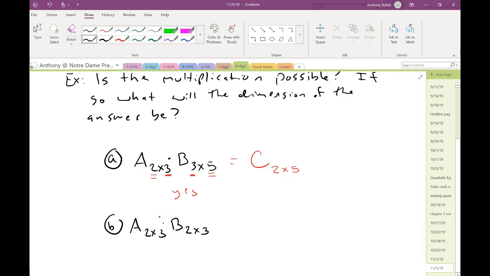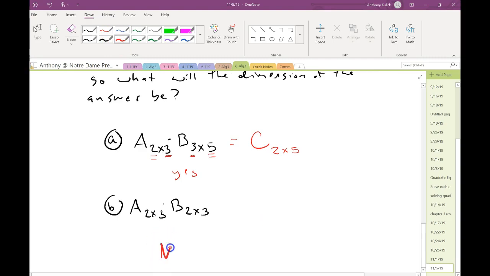What if I say I want to multiply a 2 by 3 matrix by another 2 by 3 matrix? Is that possible? You cannot do that matrix multiplication. Why not? Because the columns of matrix A and the rows of matrix B are not equal. They're not the same.